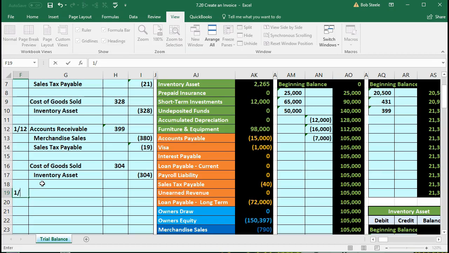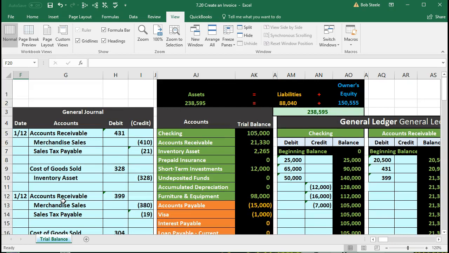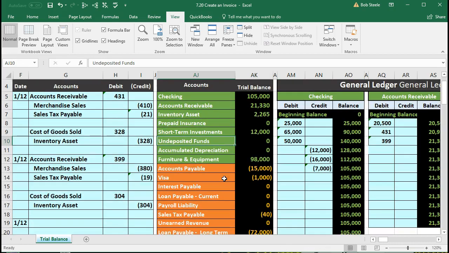It's going to be on January 12th in F19, and then we're going to scroll back up and we're going to say, is cash affected? It is, but it's really going into this undeposited fund rather than the checking account. Like a cash account, though, we're going to do the same thing to it. We're going to increase it. It's a debit balance account. We will increase it by doing the same thing to it, another debit.